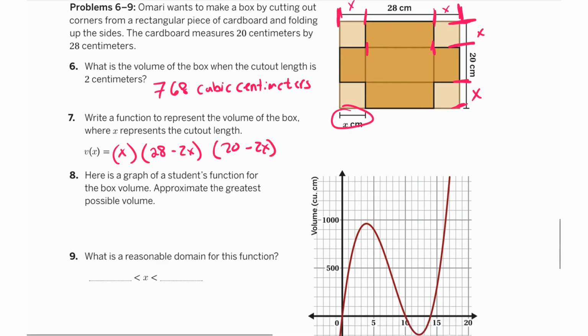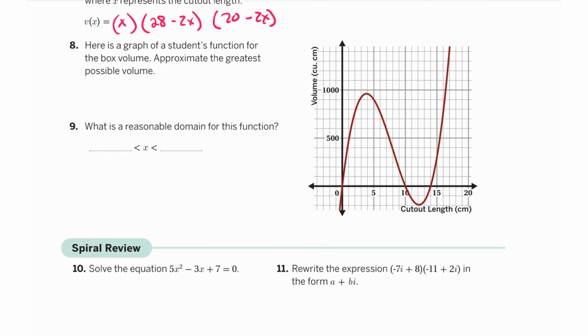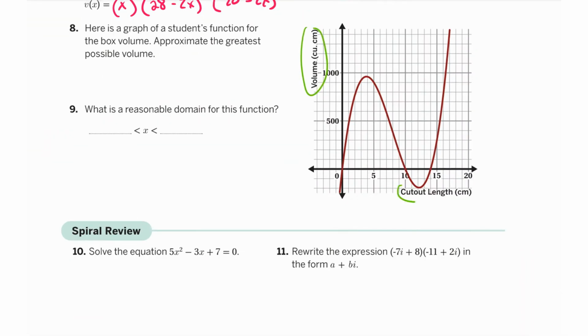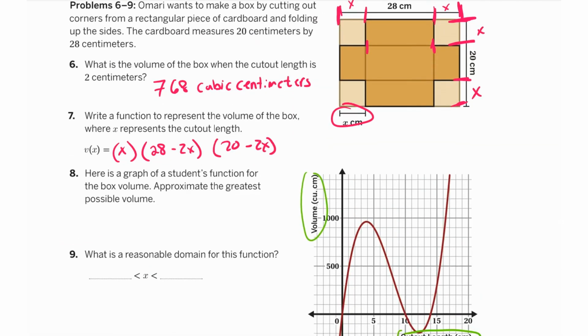Number 8, here is a graph of a student's function for the box volume. Approximate the greatest possible volume here. So in this one, we see the volume is our output, the input is our cutout length. And when we look at this graph, our cutout length x here is limited by this right side because it's 20 centimeters, right? So if I was going to cut out 12 centimeters, well, then this would be 12 and this would be 12, which would be 24, which is bigger than the actual box. So we can't do that, right?